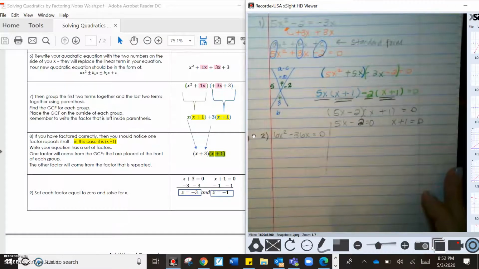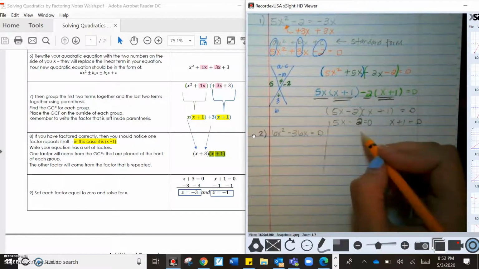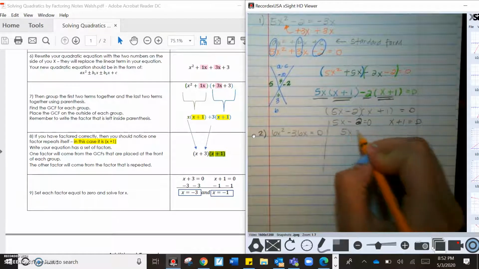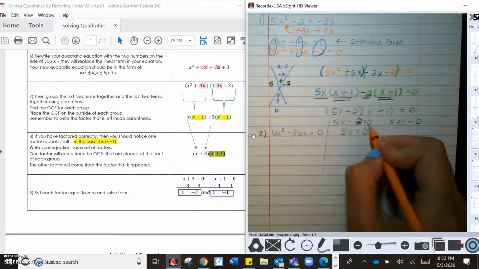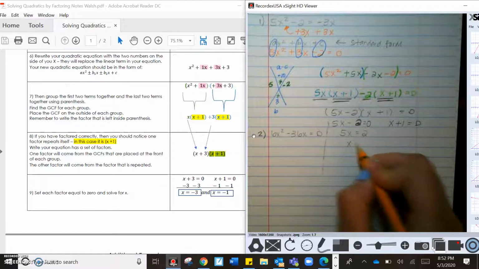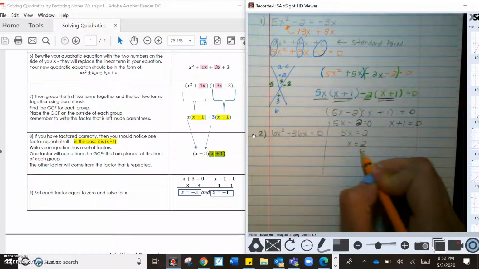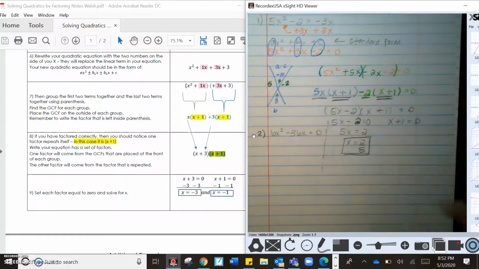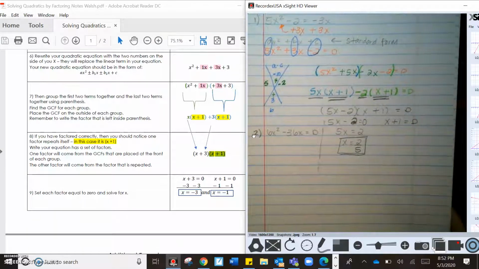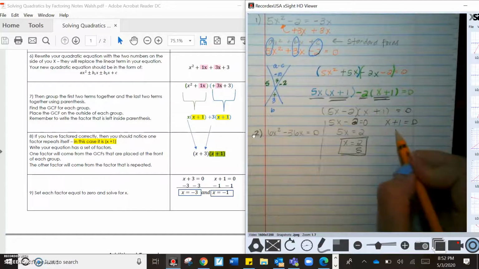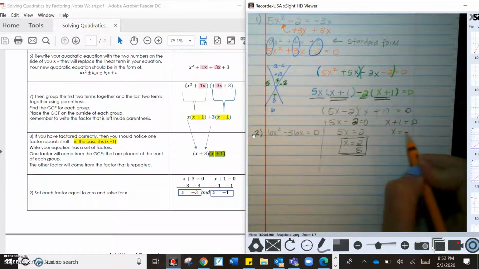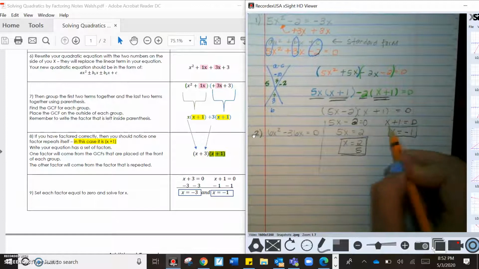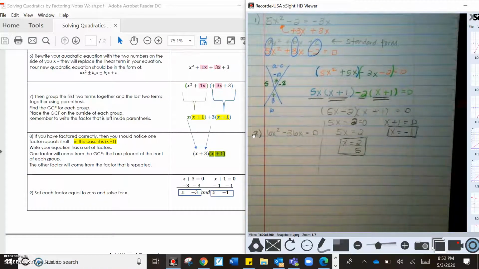So I'm going to solve each one for x here. So this is going to be 5x equals 2. I'm going to add the 2 to both sides. And x is going to equal 2/5 because I can divide both sides by 5 there. Here, if I have a positive 1, I'm going to subtract the 1 from both sides, and there's my final answers. Okay, these are my solutions.